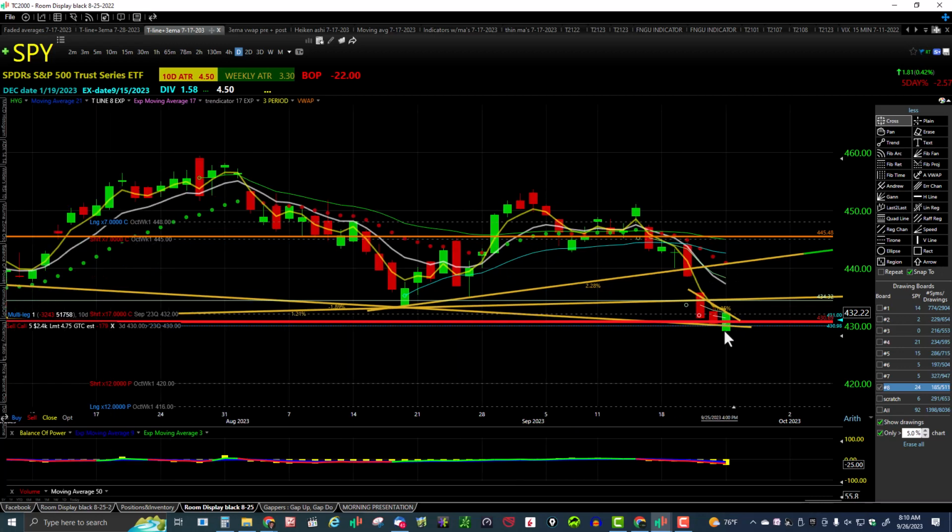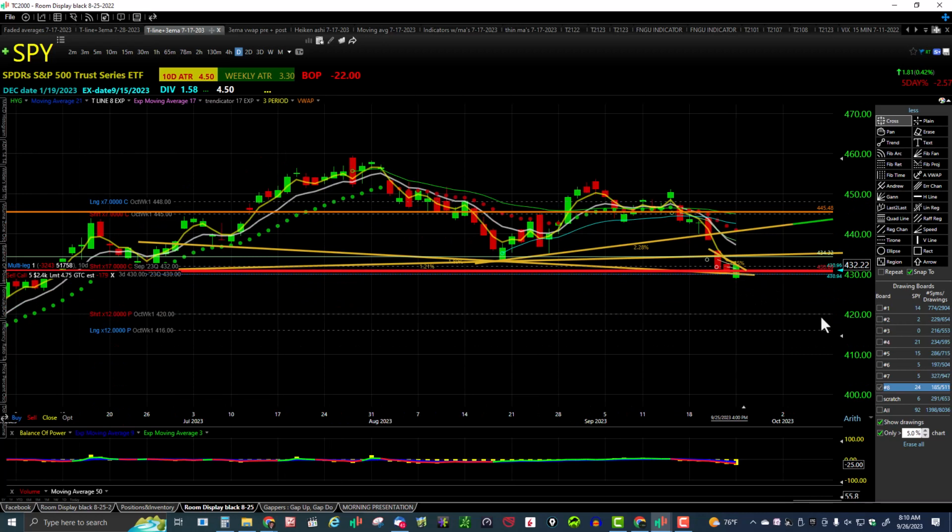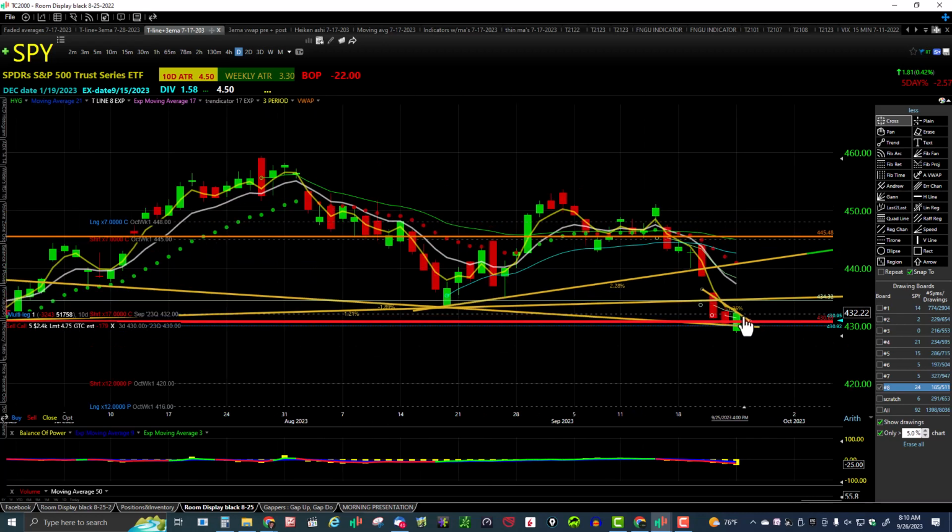So I'm looking for probably a battle zone to break out over here, probably over the neckline. We'll see how long they can hold it over the neckline. If we start closing candles underneath the neckline, we could see a breakdown to the 420 level, maybe even the 416. So we'll see what it wants to do today.